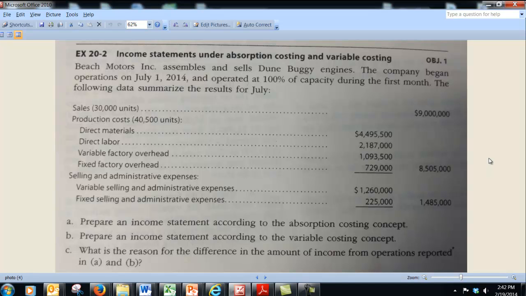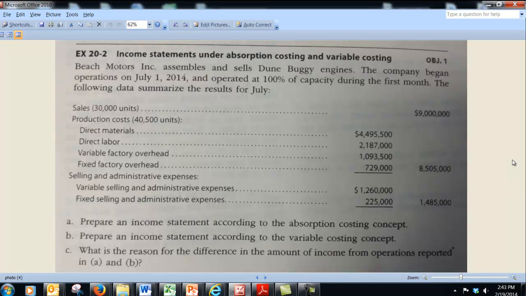Some of these are fixed, some of these are variable. And if we look at our selling and administrative expenses, we have these broken into their variable and fixed components, and they total $1,485,000. Now, because the cost behavior is very different for variable and fixed costs, there are going to be some differences between the absorption costing income statement and the variable costing income statement. What this asks us to do is to produce an income statement under both absorption and variable costing, and to explain the difference.